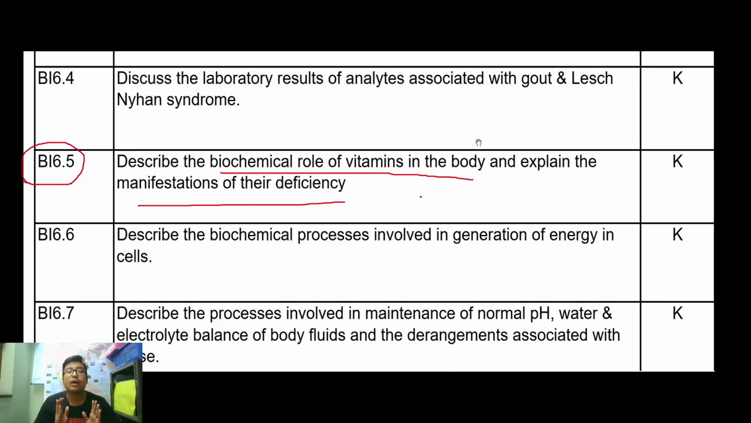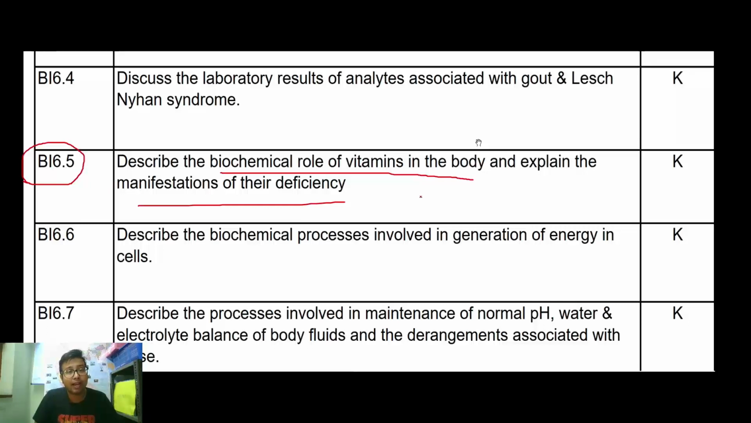Okay, so technically speaking, you only need to know the biochemical role. I mean, what is the active principle and what is the mechanism of action, or how they play their part in the body, and the deficiency symptoms, nothing else. But believe me, since the curriculum is in transition phase, the examiners of yesterday are also examiners of today. They might not be sticking to exactly this.